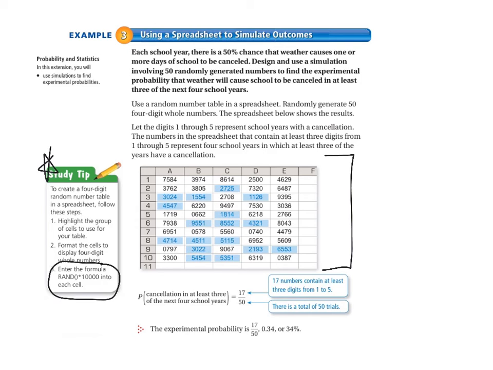So P, the probability of a cancellation in at least 3 of the next 4 school years, is going to be 17, because there were 17 with the correct numbers. 17 numbers contain at least 3 digits from 1 to 5, and there were 50 trials, so 17 out of 50. So the experimental probability is 17 out of 50, or 34%.